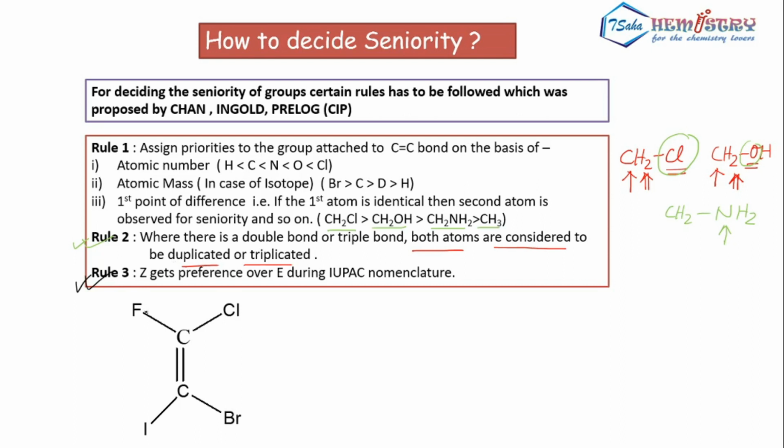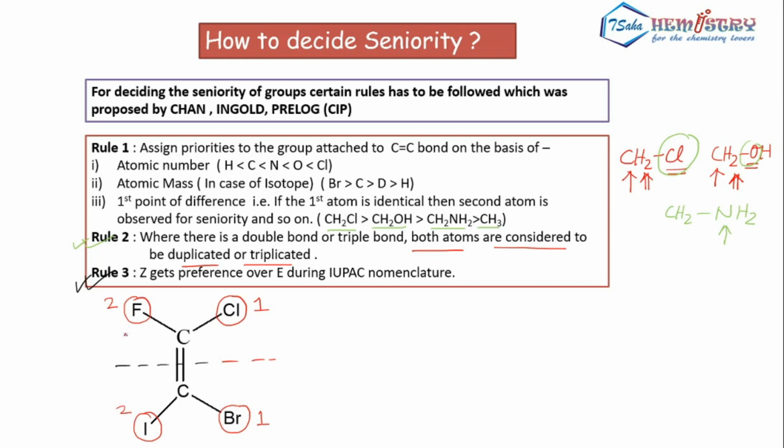Now if we want to decide whether the configuration is Z or E, how can you proceed? If you are able to cut the whole molecule into 2 equal halves with the help of a plane like this, then if you compare the priority order between chlorine and fluorine, automatically chlorine will get higher priority and fluorine lower priority, because of atomic number. Similarly, you have bromine over here and iodine over here. Between bromine and iodine, automatically bromine will get higher priority than iodine. So we can write 2 over here.